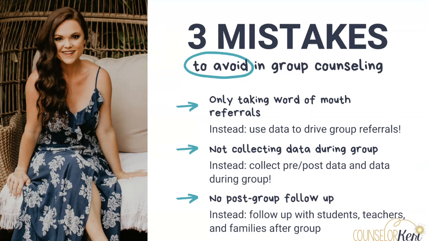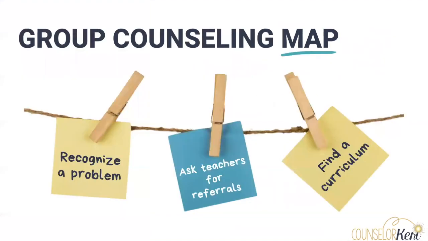And then finally, mistake number 3, no post-group follow-up. Instead, what we should do is follow up with our students, follow up with our teachers and families after the group, continue to offer a little bit of support as needed, only if it's needed, right? So that we can help our students transition those skills from the group counseling setting to the classroom, to the playground, to the lunch cafeteria or home, wherever we are hoping that they will transfer those skills.